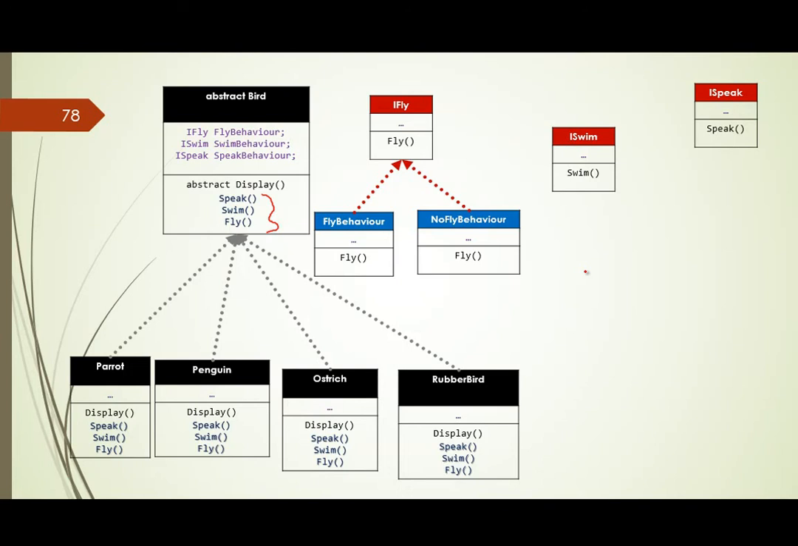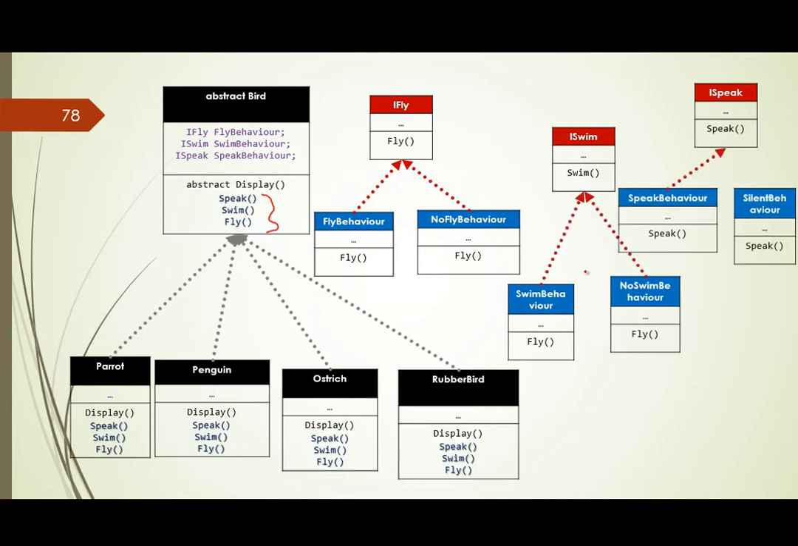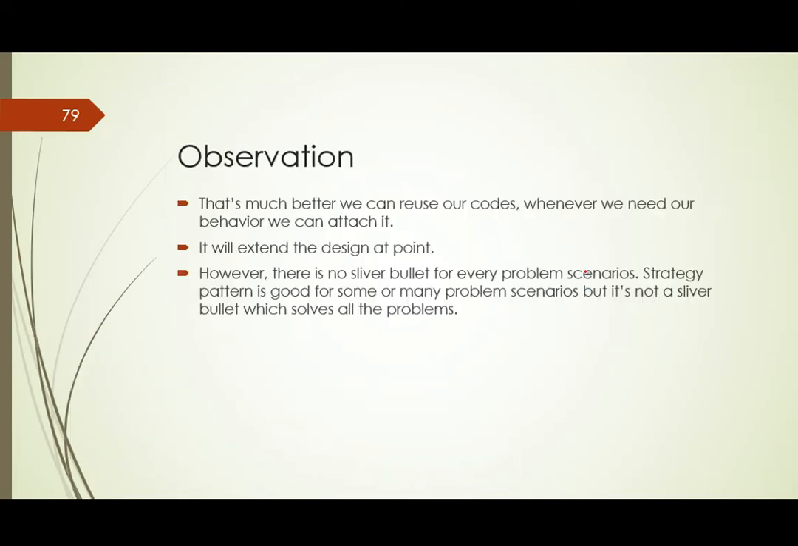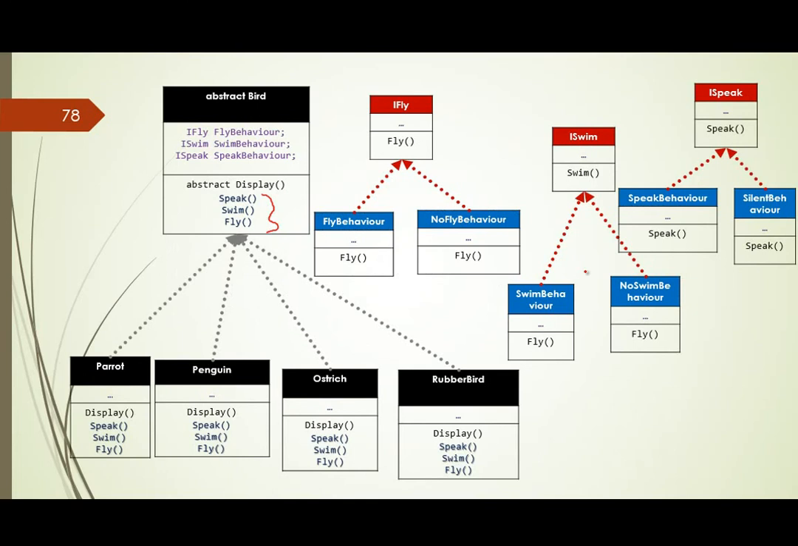So if you have 2 types of fly solution or 10 types, just write the class for that type. So for swim, we have swimming behavior, no swimming behavior, and so on. Speak, no speak, or silent behavior, or something like that. So what we're going to do is initialize these behaviors based on our object or based on our requirements. So let's see some of those in coding.